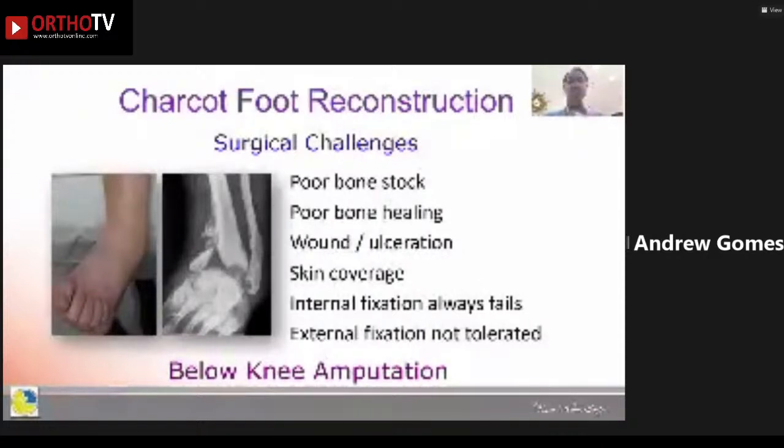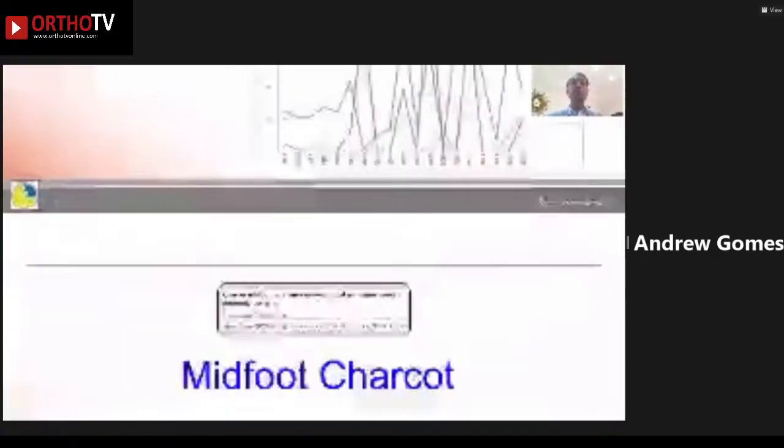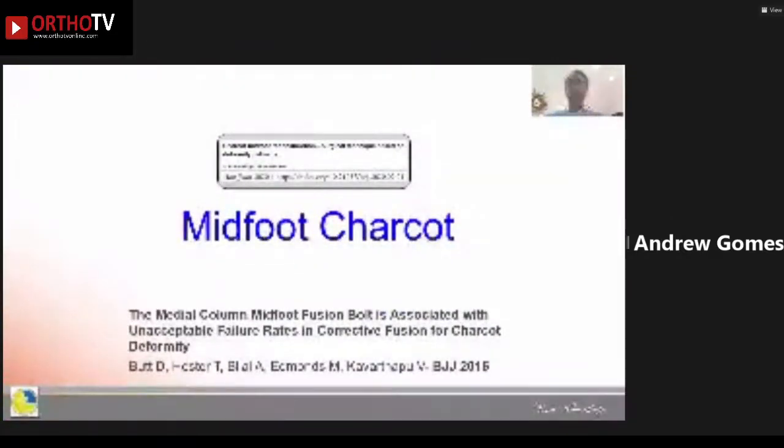We know that it is not a favorable outcome through below knee amputation. And we have recently done a systematic review. It's interesting to see that internal fixation, which is in blue, is becoming a more common technique of Charcot foot reconstruction. And there are specific principles of this fixation.